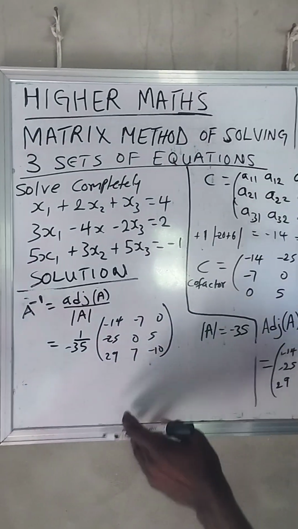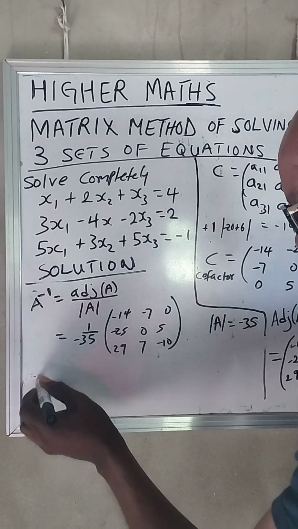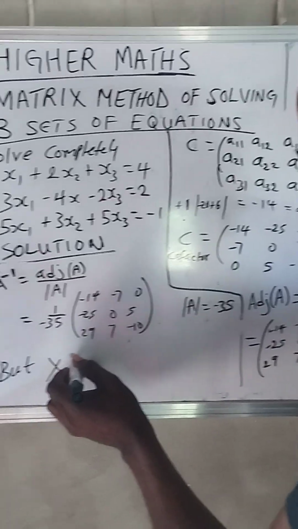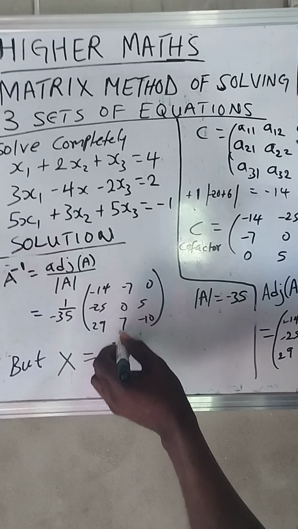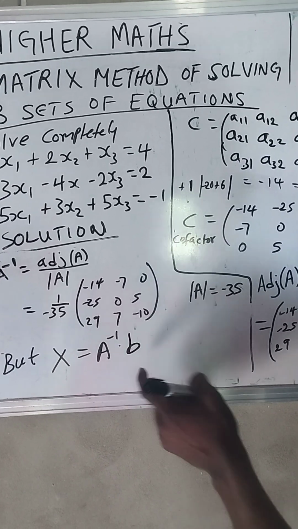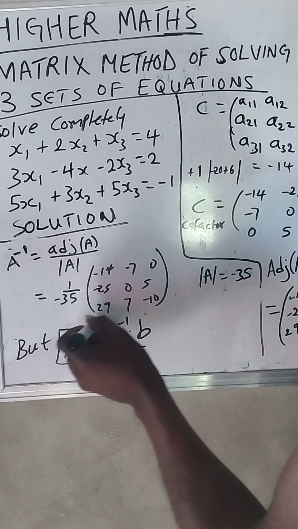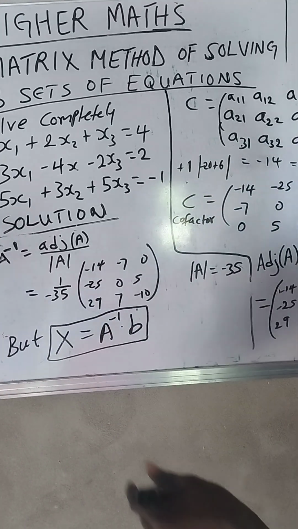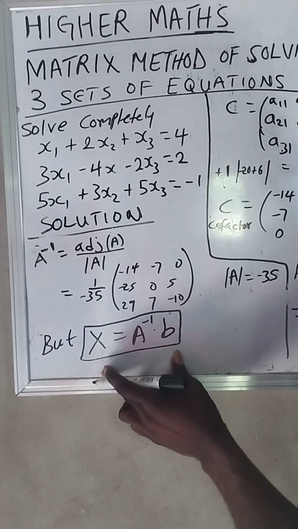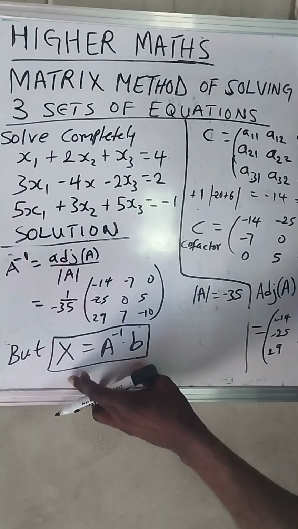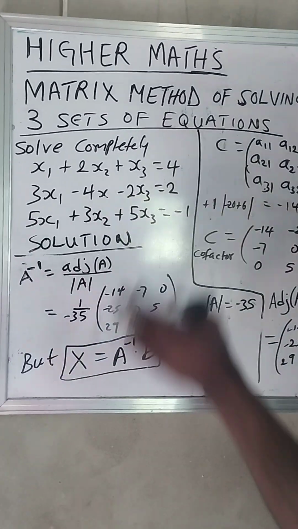Then don't forget, from our initial formula for finding x, x is equal to A inverse times B. Don't forget this formula. We started with this formula. This is the formula you use to solve a set of three simultaneous equations using the matrix method.